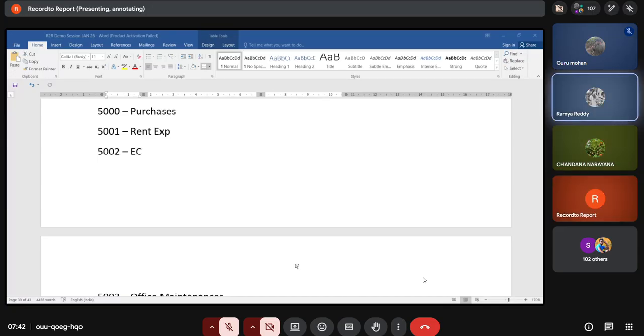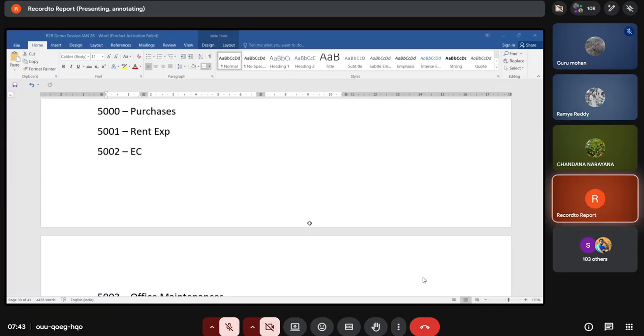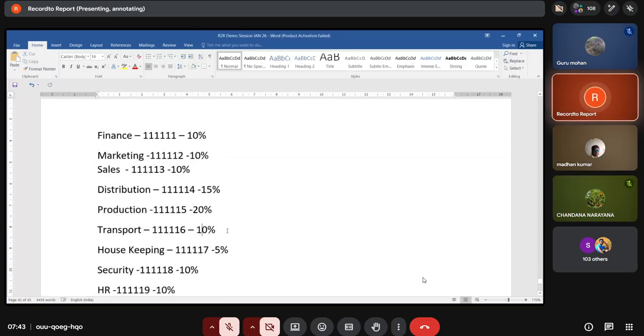Did the account code change? The company code will not. For every department, are you paying the rent or anything else? Rent is the same code. Understand? So what is the department-wise allocation? For which department did we give 15% here? Distribution, 15%. That is 114.